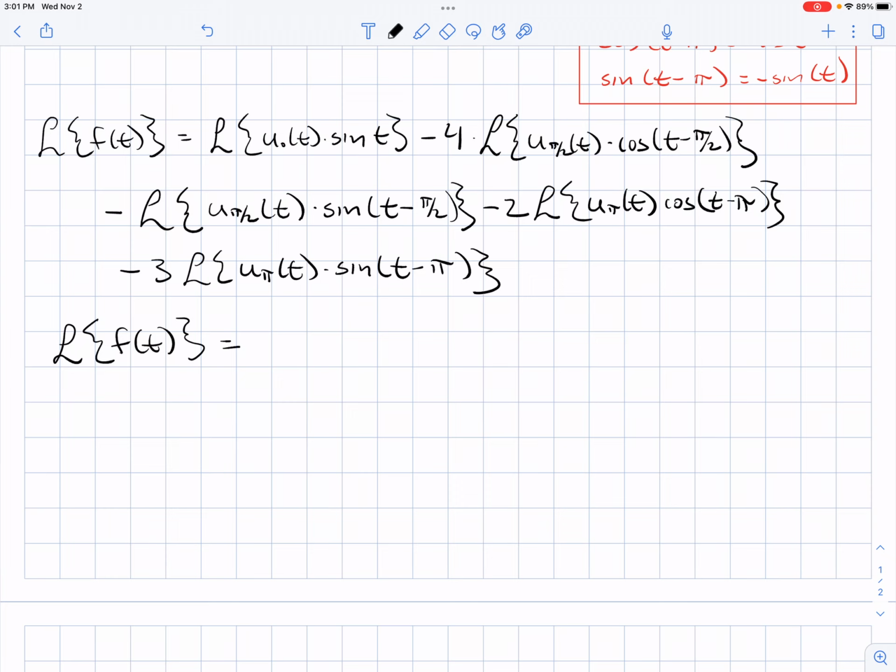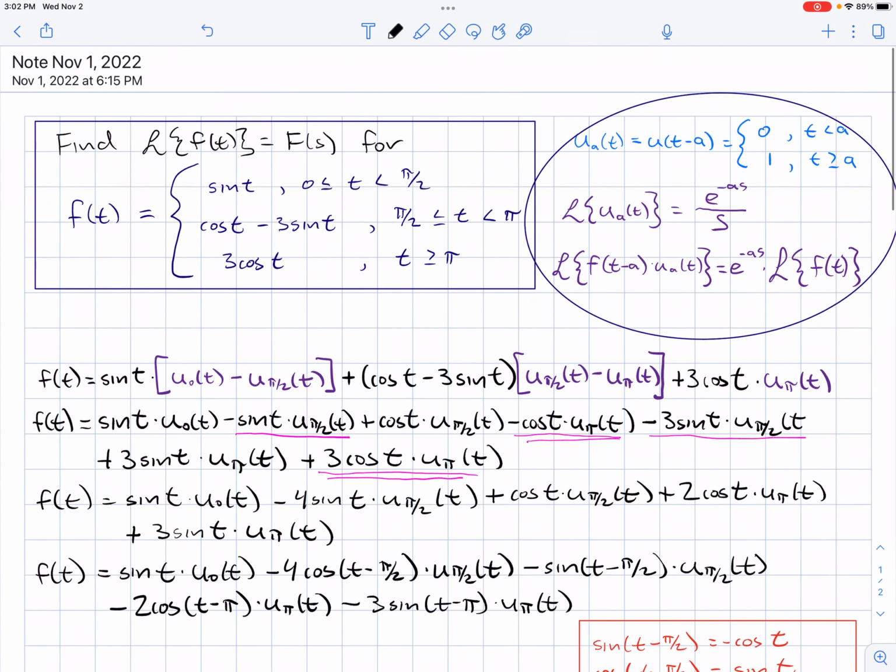So for this first one, a is 0. I guess I'll just write it. E to the 0 s. The Laplace of sine t is just 1 over s squared plus 1, minus 4 times the Laplace of the step function u sub pi over 2. So we know a is pi over 2, so it's going to be e to the negative pi over 2s times the Laplace of cosine t minus pi over 2, which is just going to be the same as if it was cosine of t, so it's just going to be s over s squared plus 1. And again, that just follows from this form we got up here.